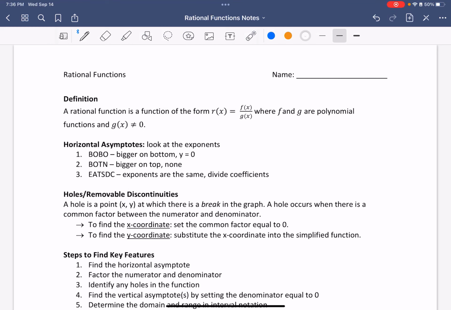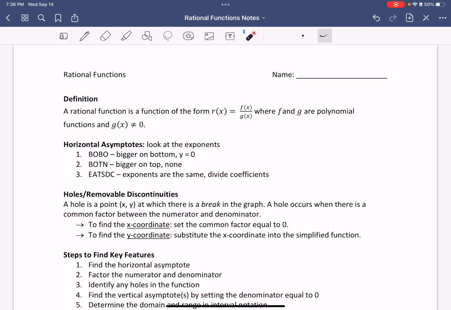Today we're going to be talking about rational functions. We'll start off with the definition. A rational function is a function of the form r of x equals f of x over g of x, where f and g are polynomial functions and g of x does not equal 0. All that means is that a rational function is a fraction where you have a variable in the denominator.